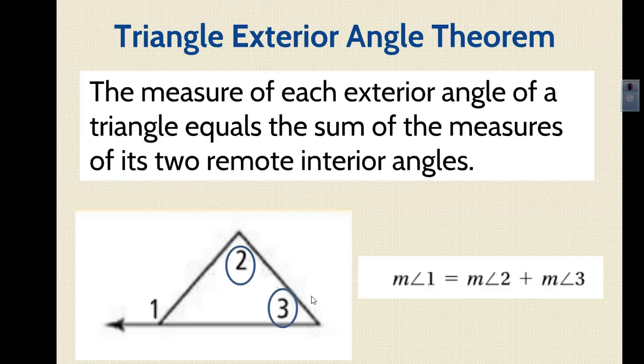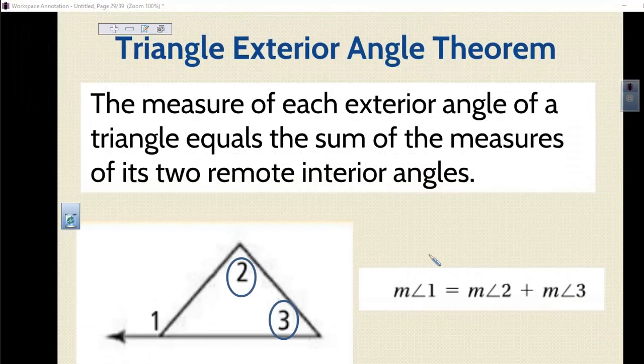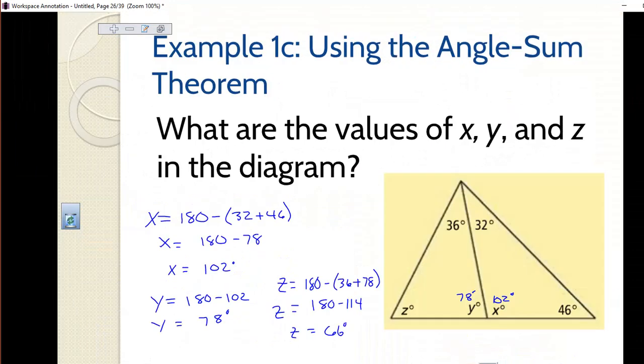So we'll look at that over here. Angle 1 plus angle 2 plus angle 3. Or angle 2 plus angle 3 is equal to angle 1. Okay, it's not equal to 180. The number outside is equal to the two on the inside. So if we go back and kind of show you how this works, if we go back and look at this problem here, we could have found y at the beginning because y would be equal to 32 plus 46. If you add 32 and 46 together, we get 78, which is what y was.